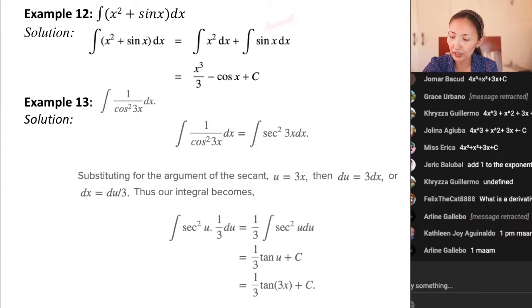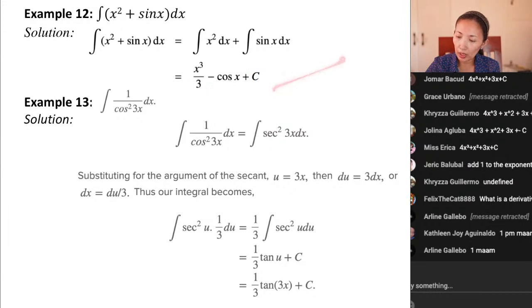Okay, rule for integrating the trigonometric function, particularly sine x. So from your power rule, this is x raised to 2 plus 1 over 2 plus 1, correct? X cubed over 3 minus integral of sine x dx is negative cosine x plus again the arbitrary constant c.